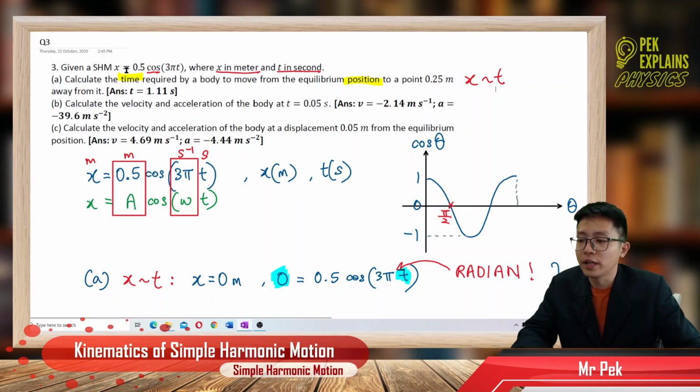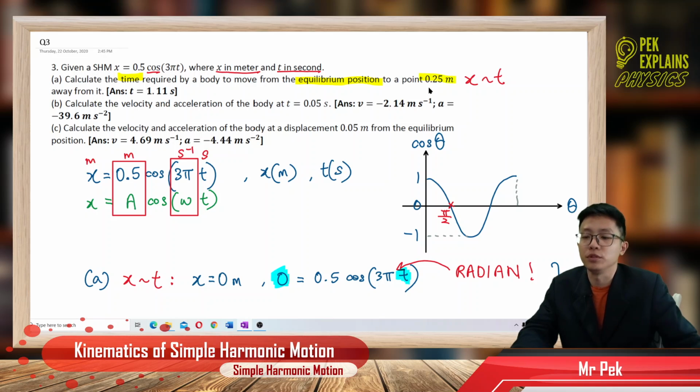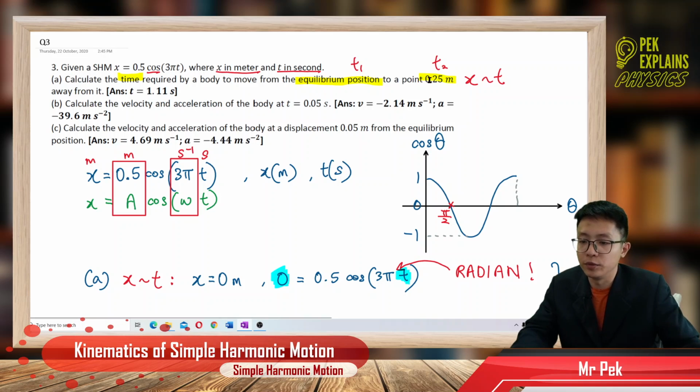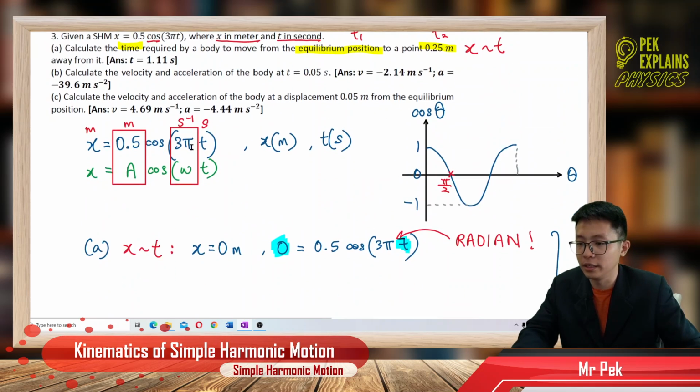Now, we want to find the time for these two positions. We have two positions here: the equilibrium position and also the 0.25 position. We need to find the time for equilibrium and the time for 0.25. Then the time required is just the difference in the time, t2 minus t1. Okay? Now, use the x-t equation.